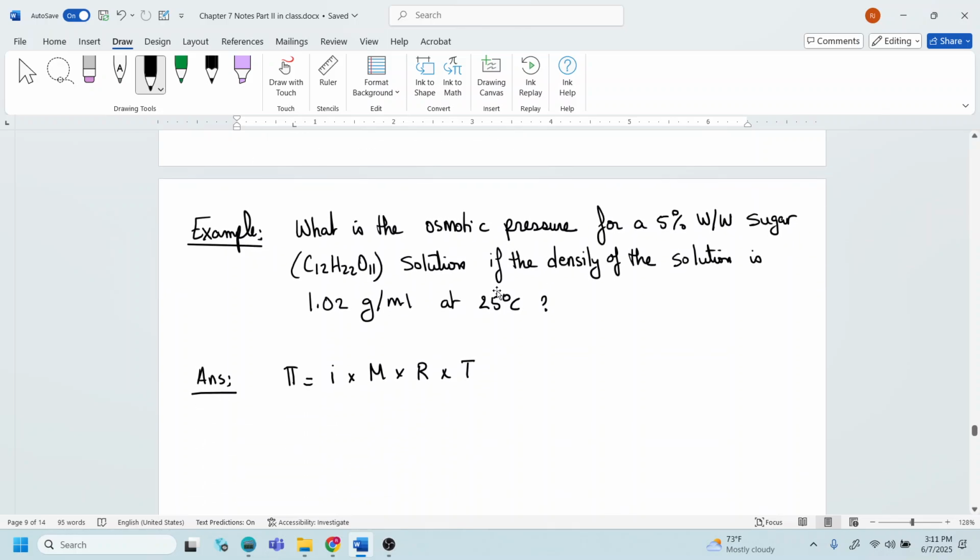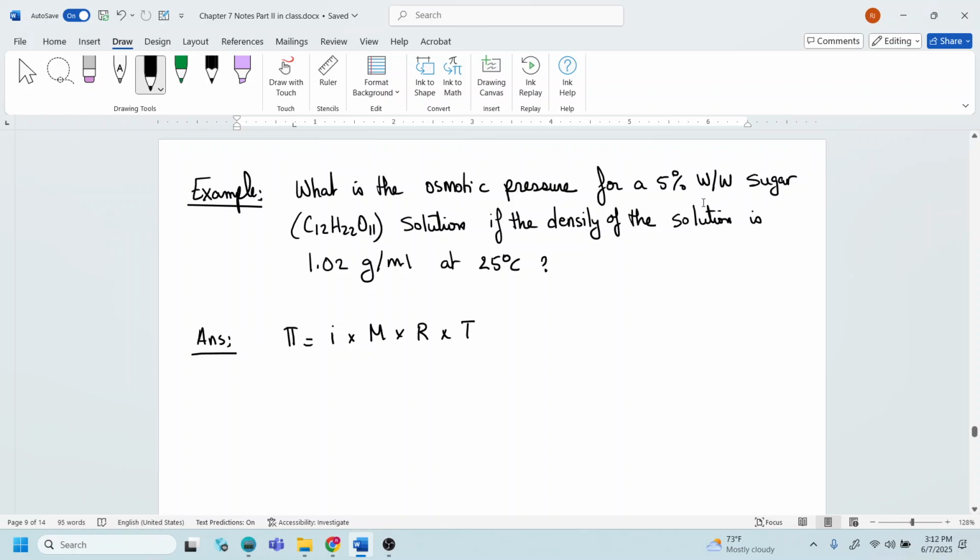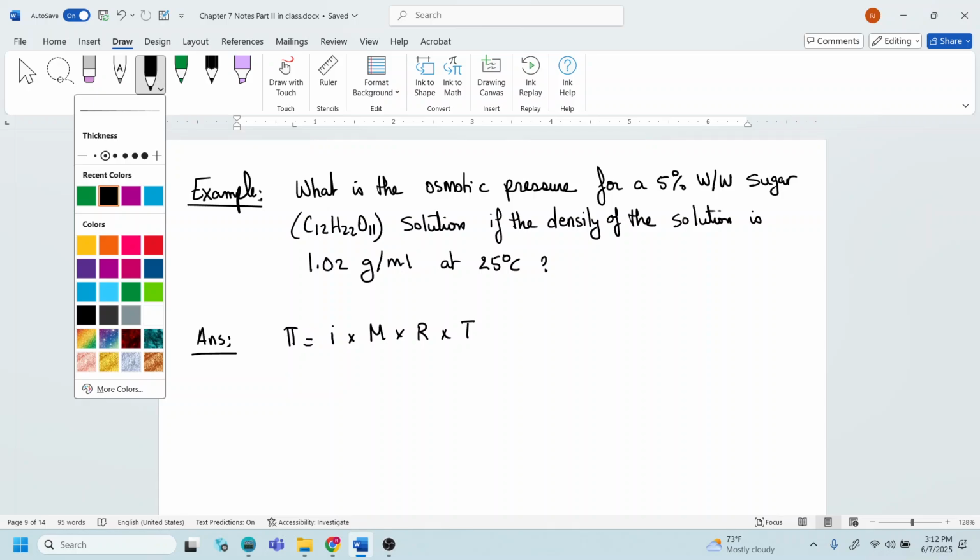Another example, this is the hardest it can get, by the way, because this one requires multiple steps. What is the osmotic pressure for a 5% weight by weight sugar? They give you the molecular formula for the sugar. We can get the molecular weight for that.